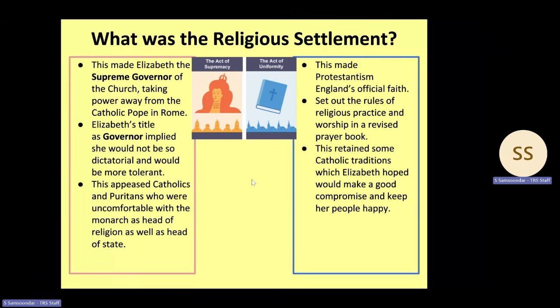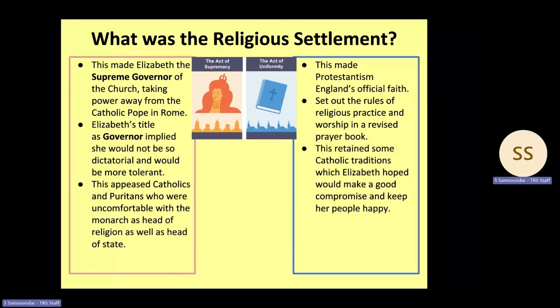The second is the Act of Uniformity, which is, again, the law that states what all churches in England must look like. Think about the word uniform. It looks the same. It outlined that the prayer book used in churches would be English. It clearly stated what churches should look like.